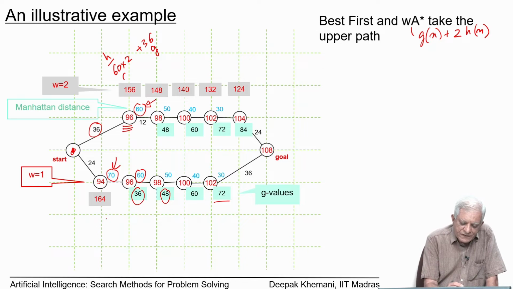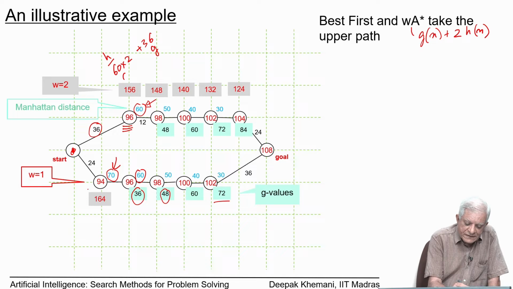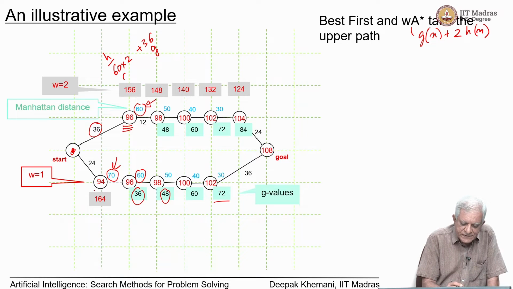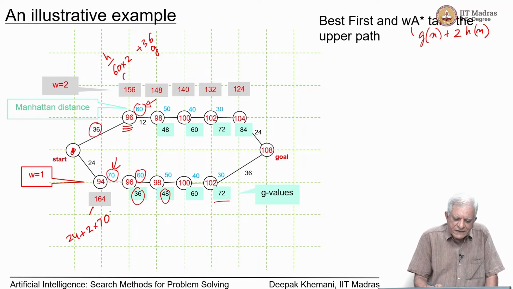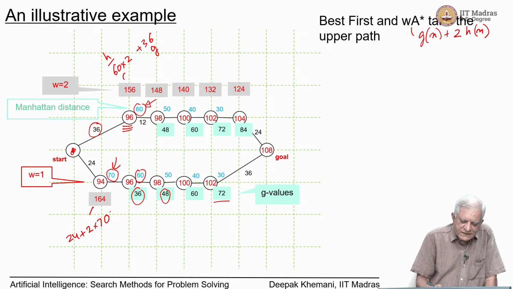On the bottom half, the first node that they both see, A star sees a value of 94, which is 70 plus 24. WA star sees a value of 24 plus 2 into 70, so 164. So, you can see that WA star sees a value of 164 for the bottom node and 156 for the node on the top, and when it generates the successor of 156 its value becomes 148.